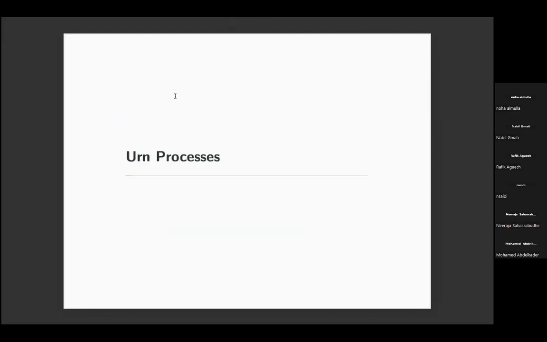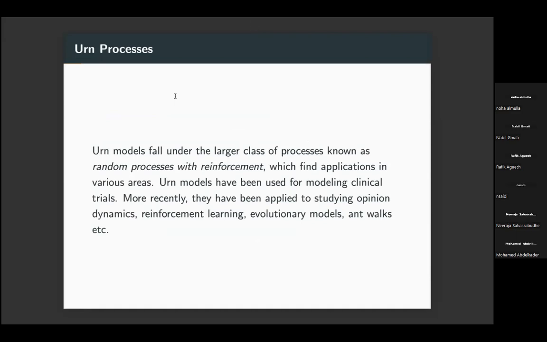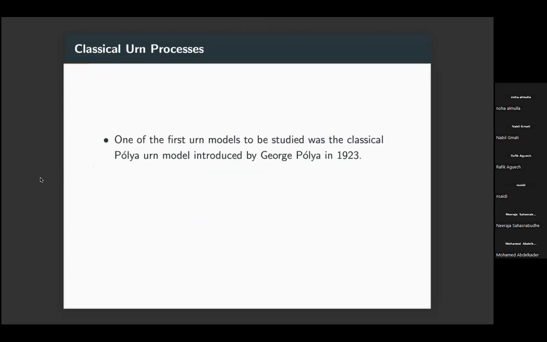So let me start by saying a bit about urn processes. Urn models fall under this large class of problems known as random processes with reinforcement. Classically, urn models have been used to model clinical trials, but more recently, they have been used across various problems in opinion dynamics and reinforcement learning, and even to understand ant walks on graphs and so on. Okay, so I'll start by introducing classical urn processes.